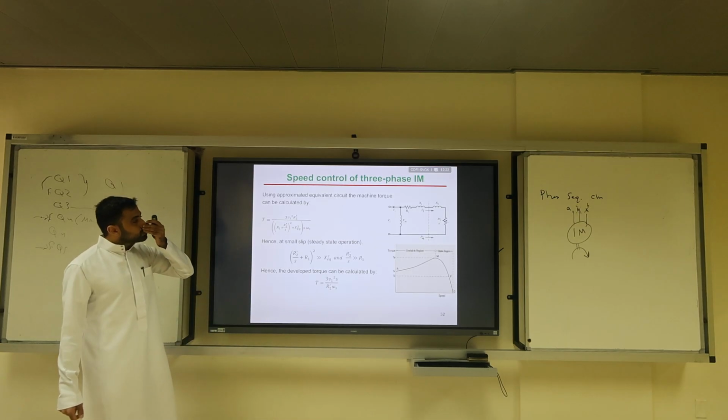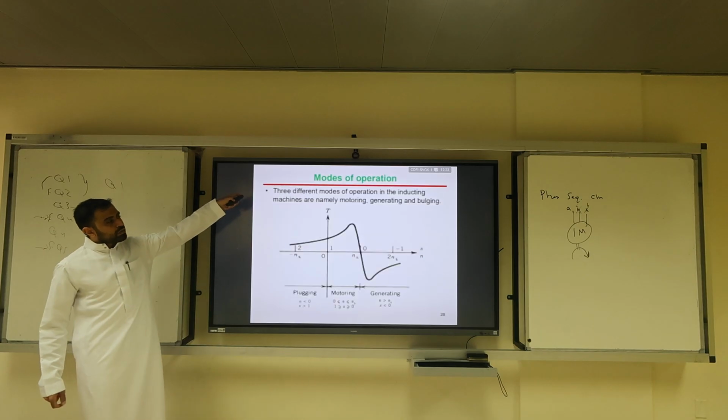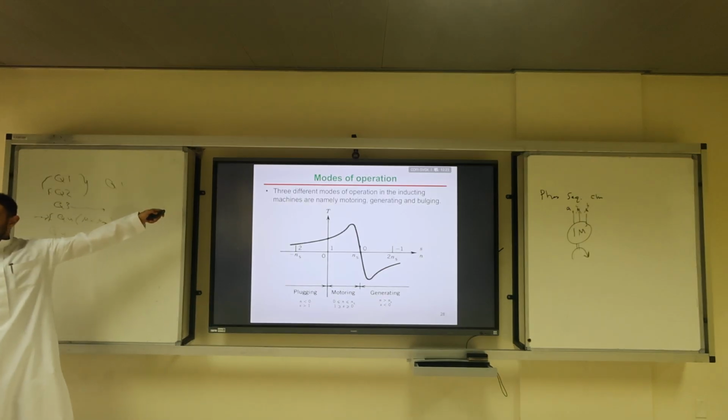So let's go to speed control of the 3-phase induction machine. Any question about these? Clear?